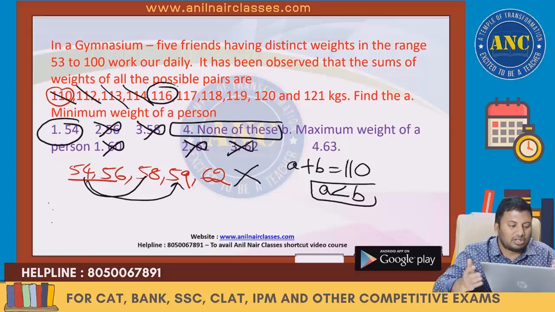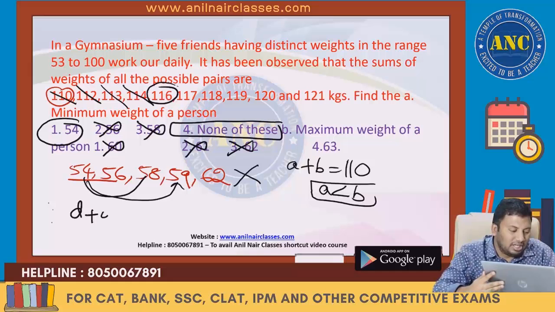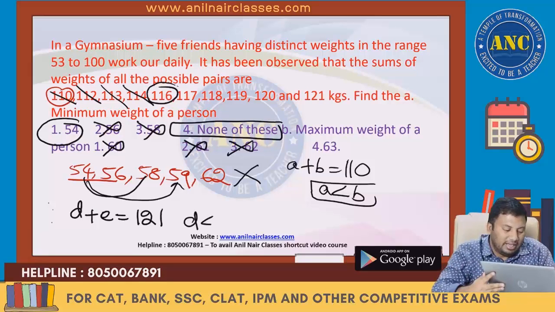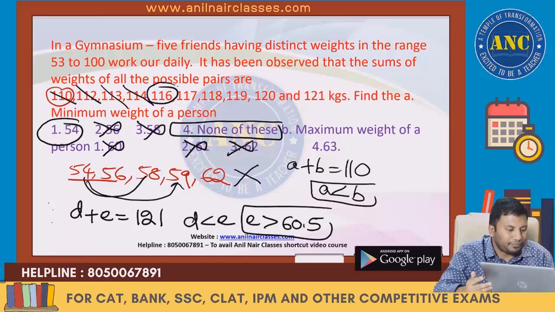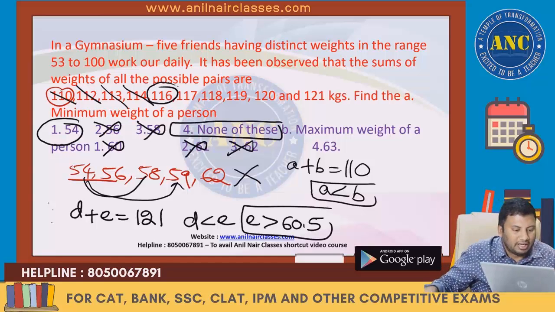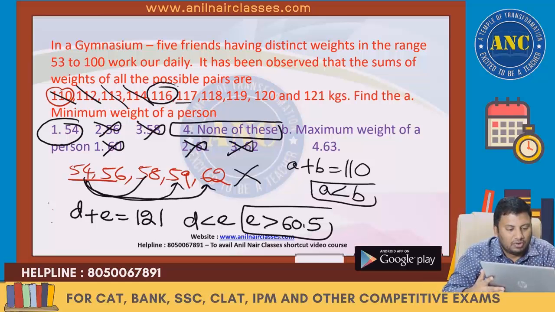Similarly, the highest can also be determined. The highest is D plus E equals 121. D is less than E. That means E has to be greater than 60.5. We require 116. 116 is 54 plus 62. 117 is 58 plus 59.